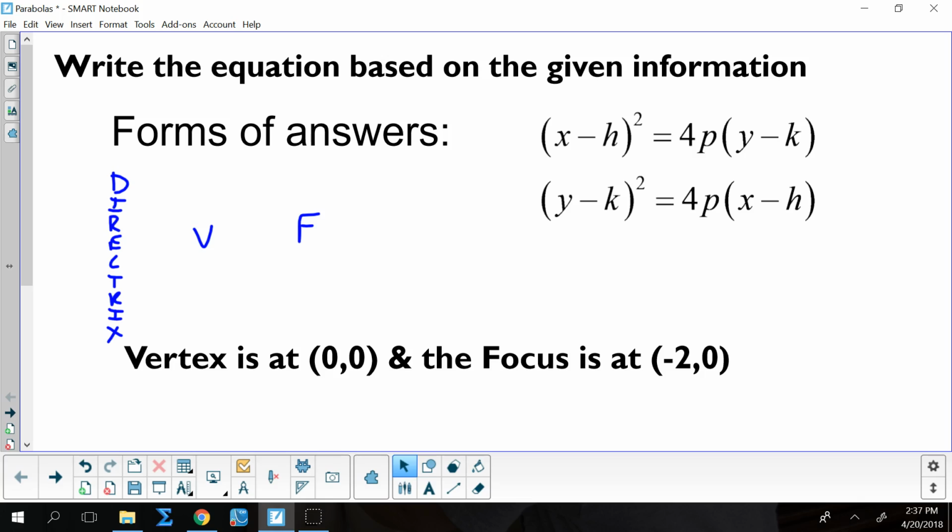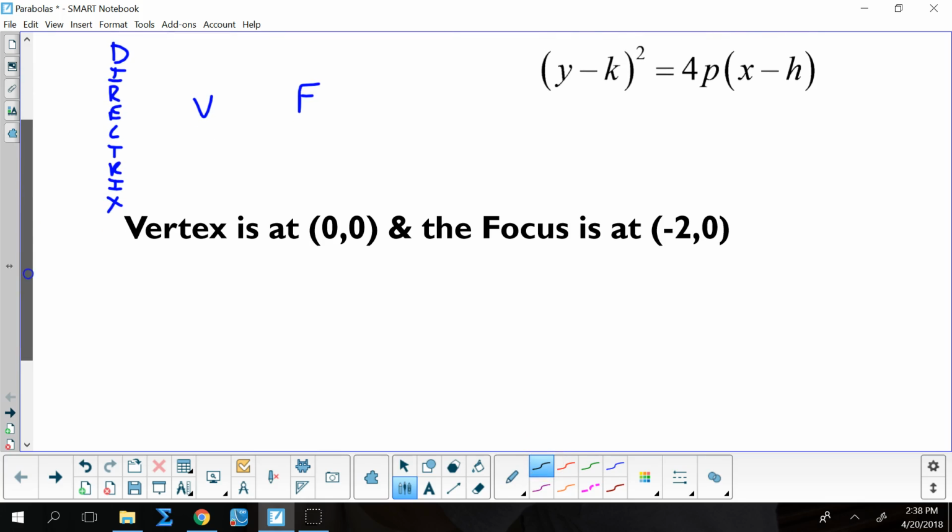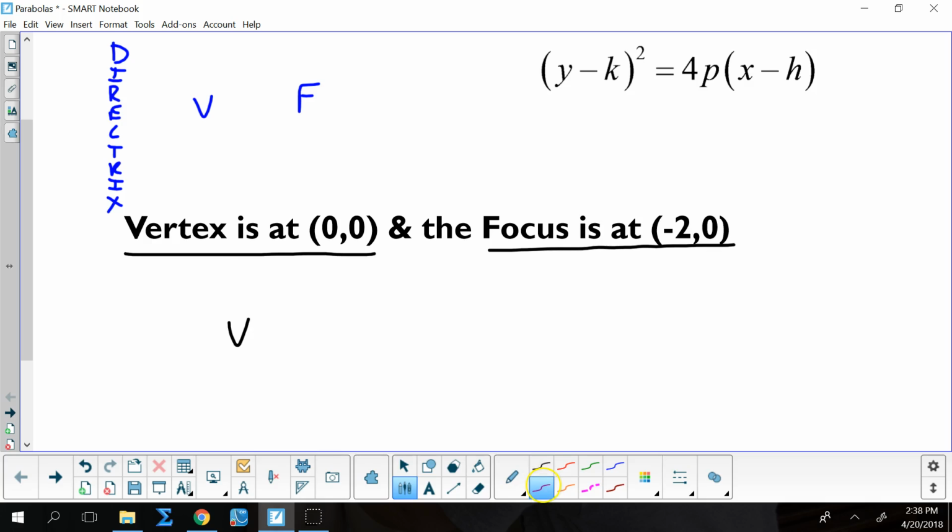Okay? So then I'm going to be given a certain set of information. In this particular case, I know that the vertex is at the origin. So the vertex is right there. My origin can be anywhere. My focus is at -2, 0. So if I'm thinking in my mind that this is the origin, then my focus would be over here at -2, 0. Because my focus is on the left of my vertex, this is a left opening parabola.